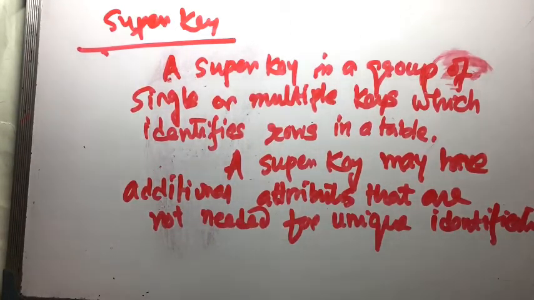We can add many attributes along with the unique attribute. So this is the basic concept of super key. A super key is a group of single or multiple columns which identify a row in a table. So this is the basic logic. It is a single or many attributes.